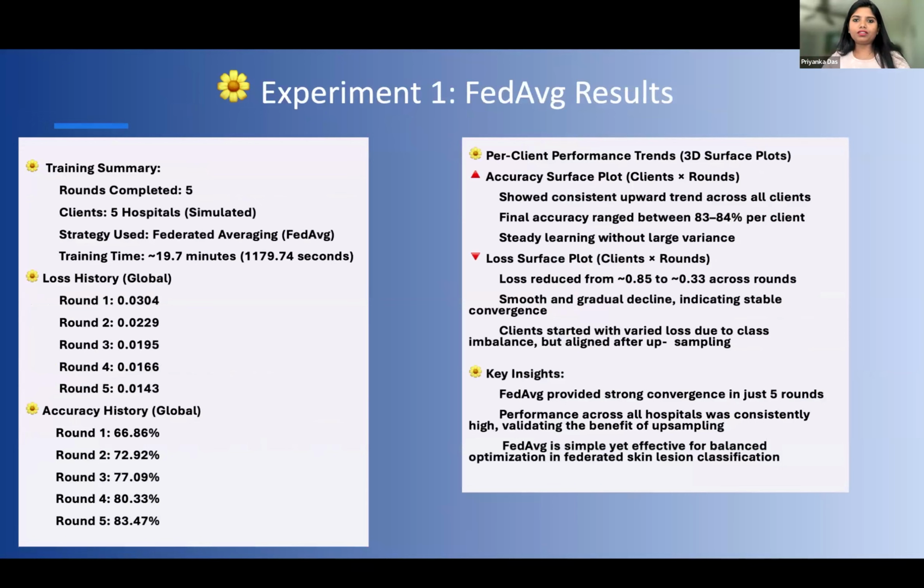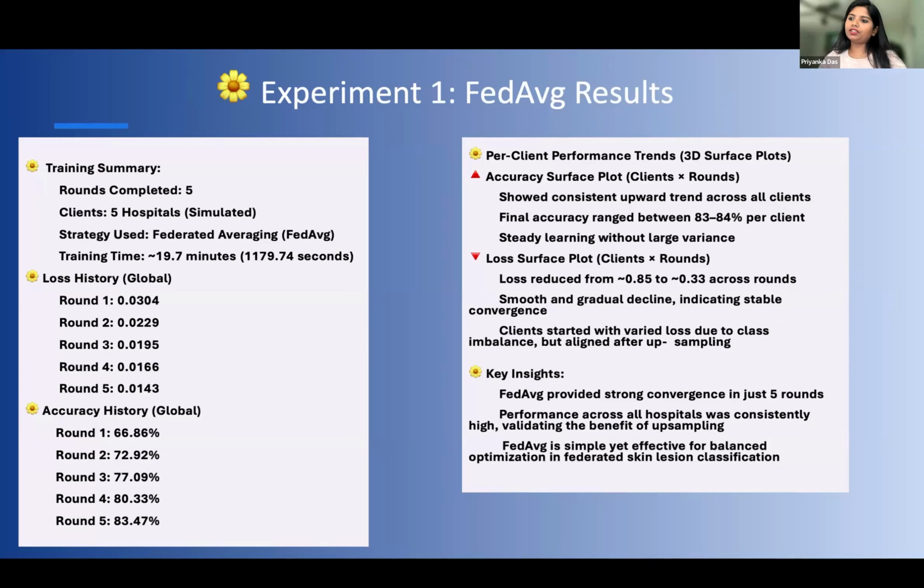So this is for the first experiment where I used the strategy of FedAVG. I trained the model across 5 simulated hospital clients for 5 communication rounds. The entire training took around 19.7 minutes. If we look at the global loss history, we see a steady decline from 0.0304 in round 1 to 0.0143 by round 5, indicating consistent learning.